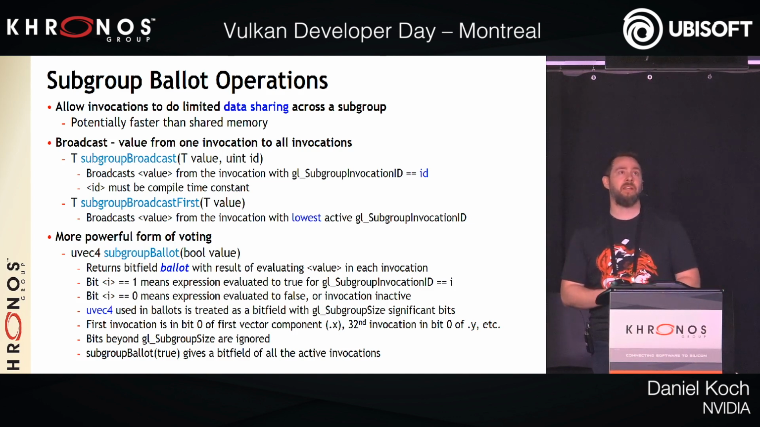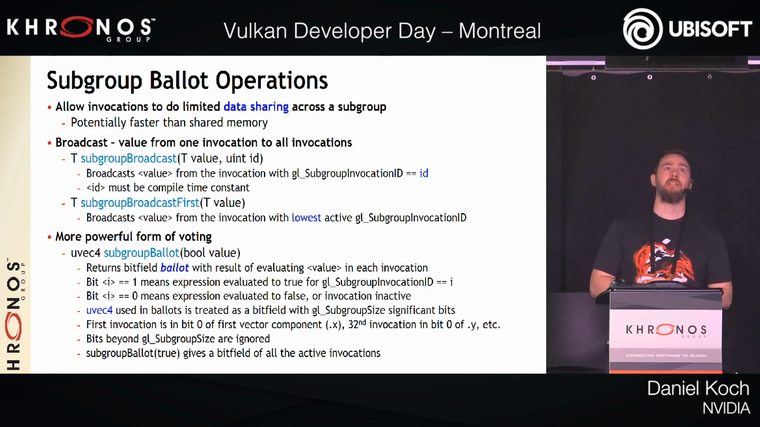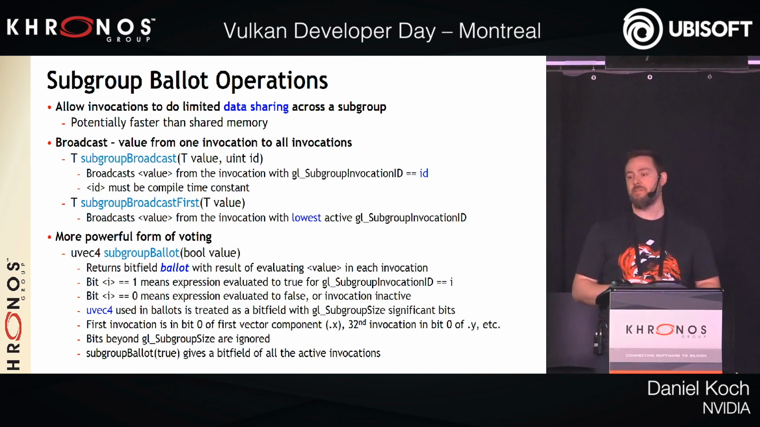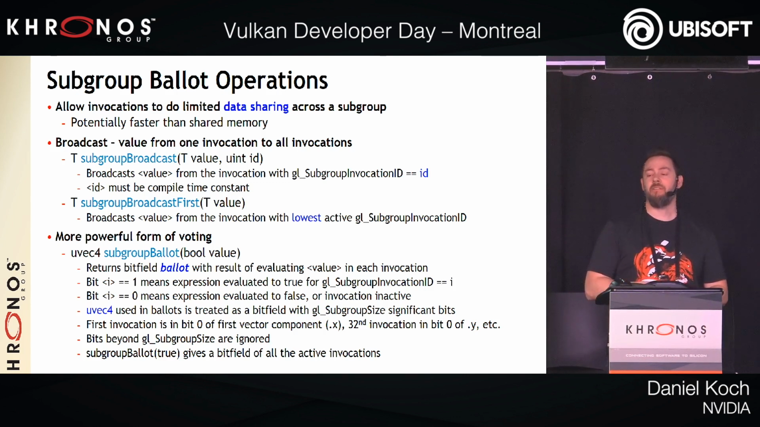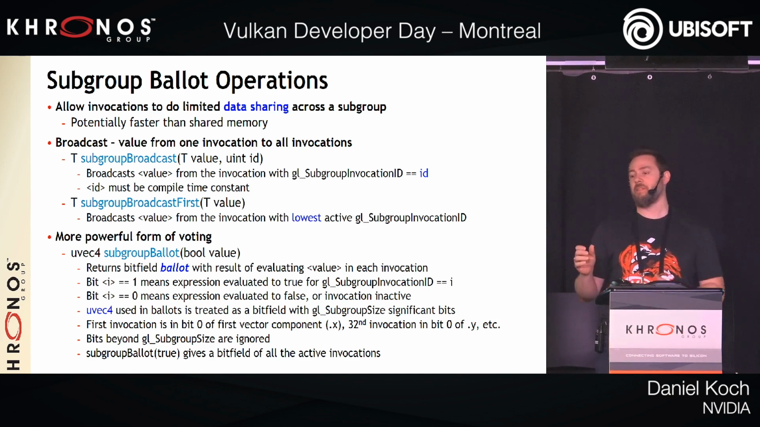The thing to keep in mind here is that for anything bigger than the subgroup size, the bits beyond that are ignored. The implementation may not look at those components at all. If you only support 32 invocations, it'll only look at the .x component. That's one of the reasons to use the built-in functions instead of trying to manipulate these yourself.